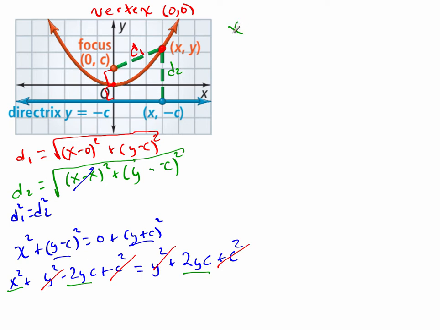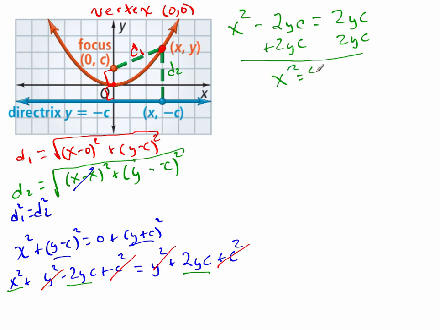So x squared minus 2yc is equal to 2yc. Let me add 2yc to both sides. So x squared is 4yc. Solving this for y, y is equal to x squared divided by 4c.